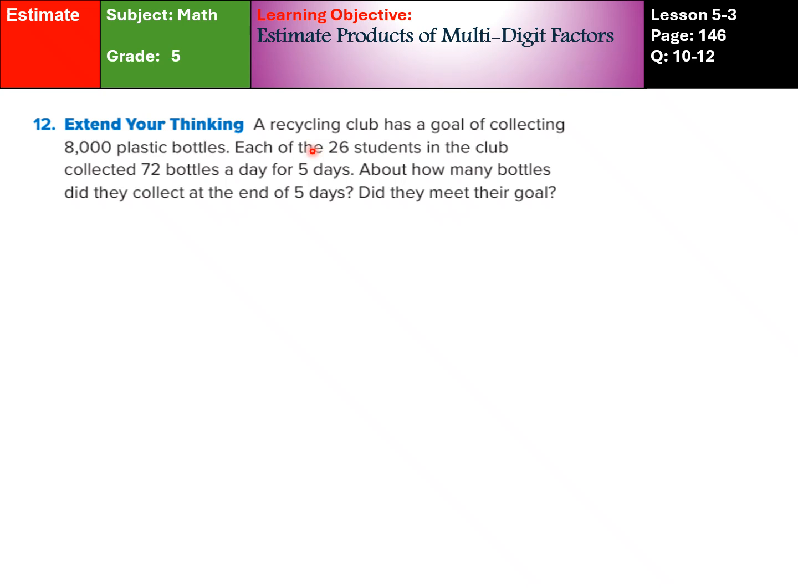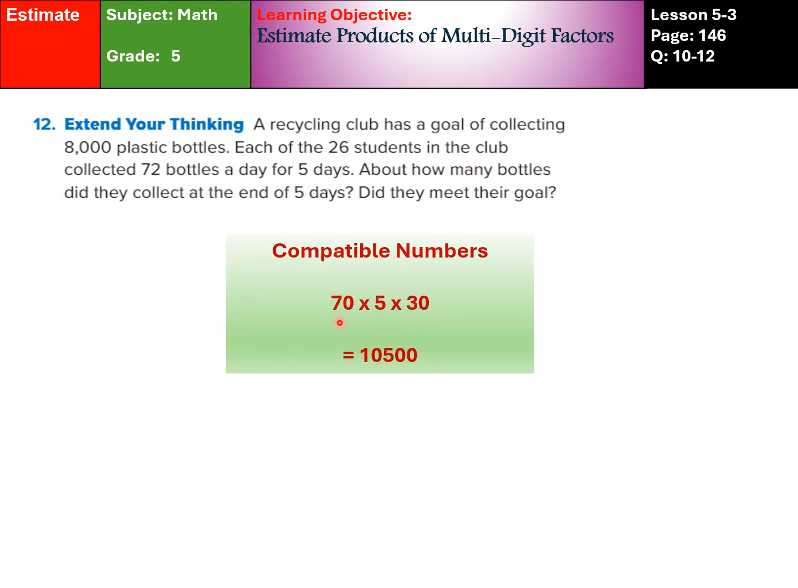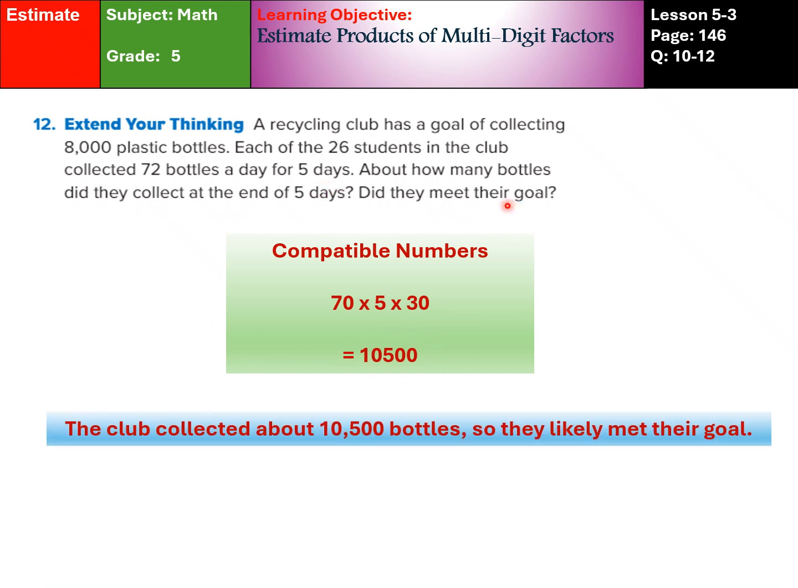Here also, a recycling club has a goal of collecting 8,000. Each of the 26 students in the club collected 72 for 5 days. So I use the compatible numbers. 72 is closer to 70, 5 will remain 5, 26 I rounded to 30. This is approximately this answer. So yes, they can meet their goal.